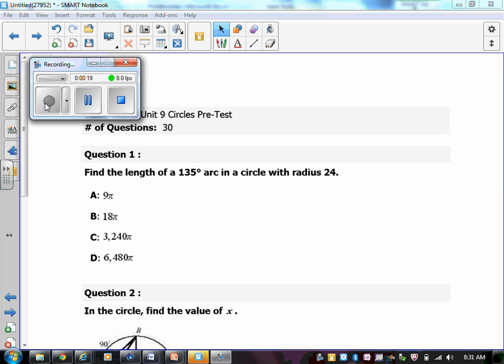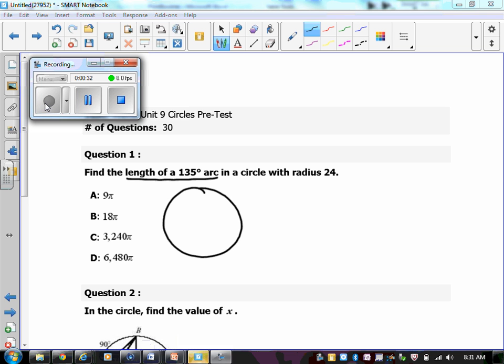So number one is asking you to find the length of an arc when it is a 135-degree angle. Usually they give you a picture, but in this case they didn't. So to help you understand what they're talking about, you can draw a circle that has a 135 degree angle, and they want to know the length from here to here. Instead of finding the circumference of the whole circle, they're looking only for this portion.